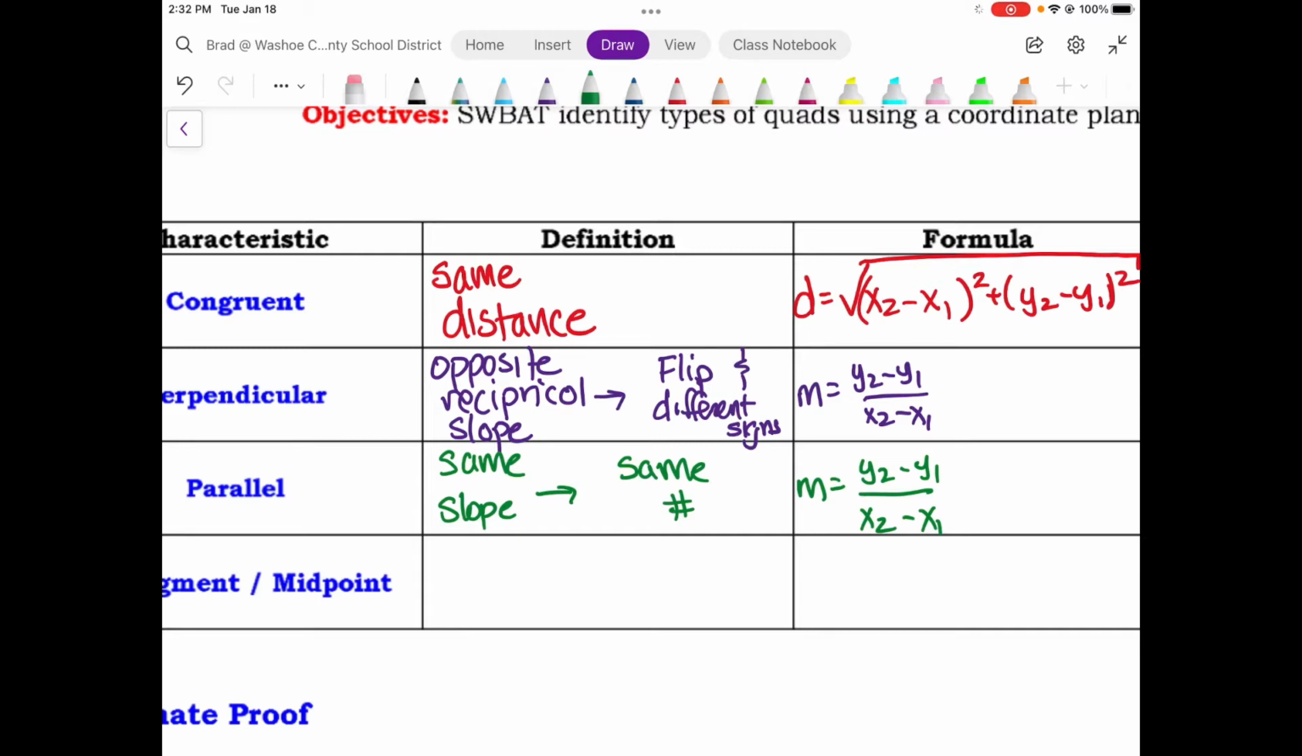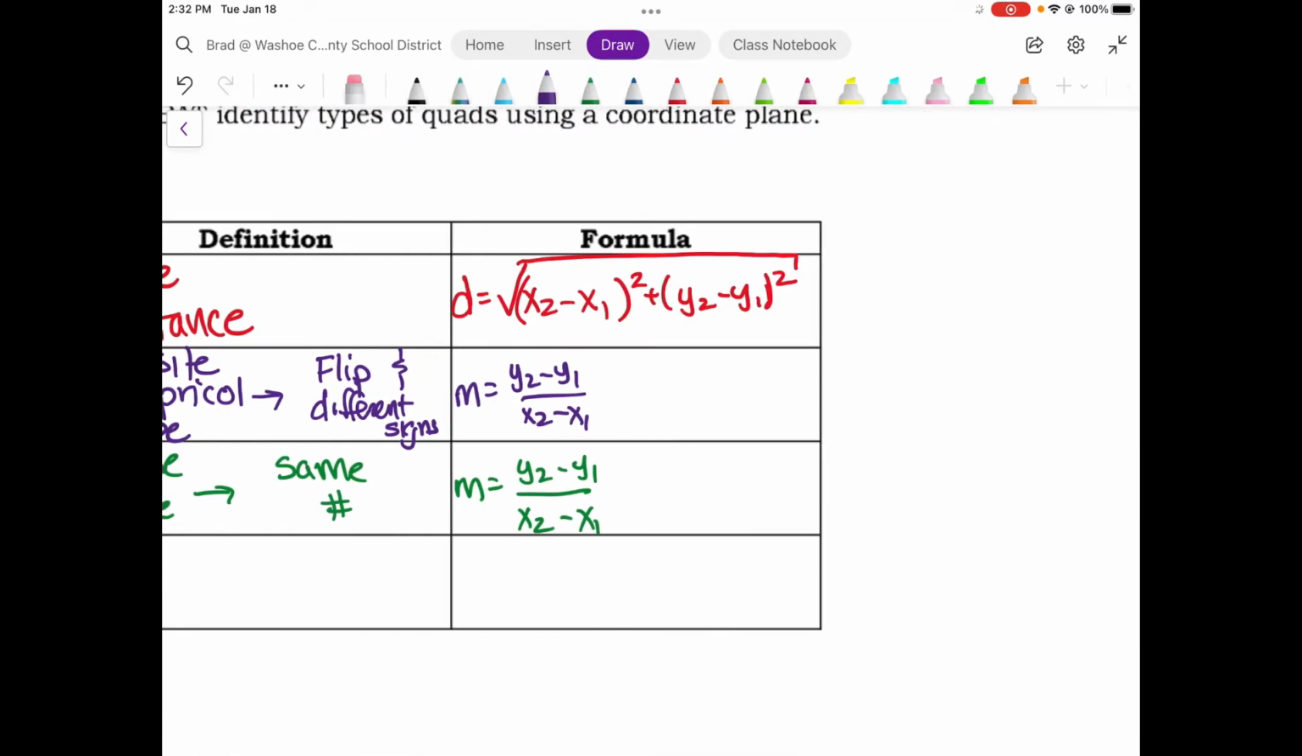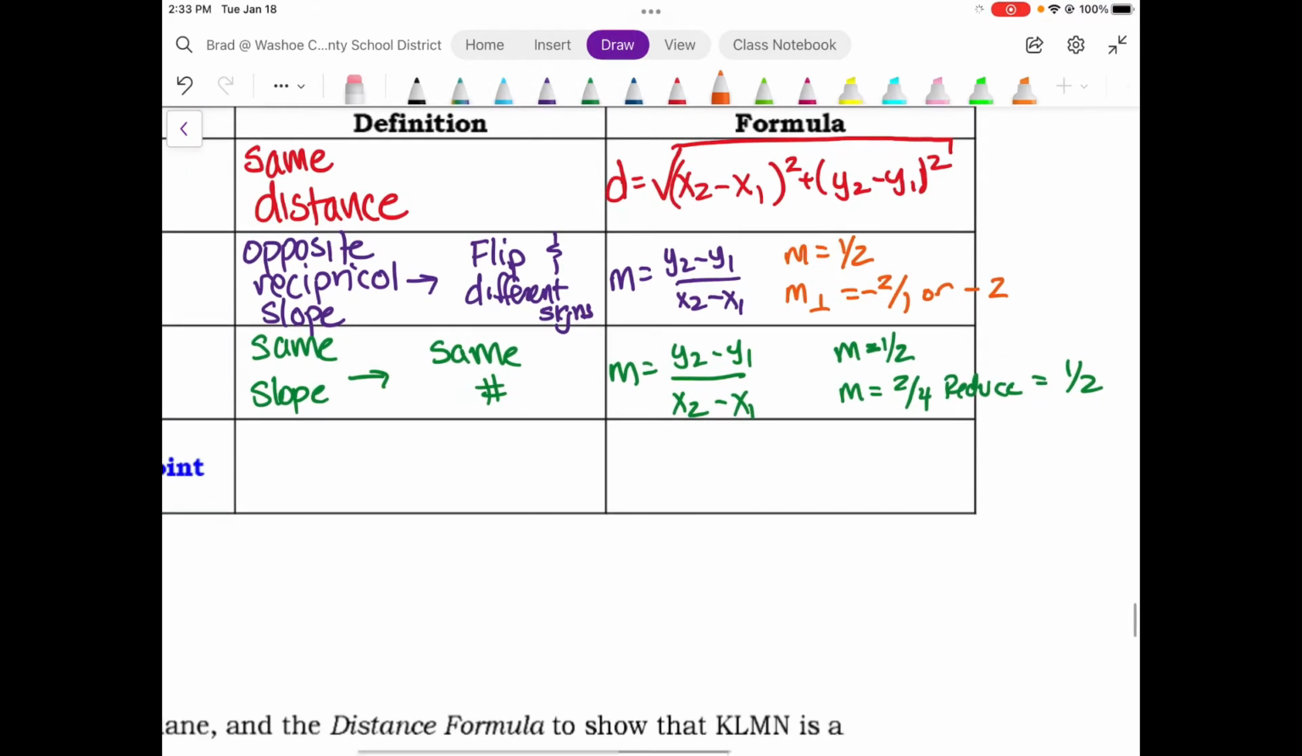And then, ladies and gentlemen, let's take a look at this really quickly. If they're the same slope, that means literally one would be something like 1/2, and then the other one might be something like 2/4. But when I reduce that, we're still going to get the same thing of 1/2. So that's what we mean when we talk about the same slope. But when we talk about opposite reciprocal, that means one slope might be 1/2, but the slope perpendicular is going to be the flip. So it'd be 2/1 and be negative, or sometimes it just looks like -2. Okay, so that's a quick example.